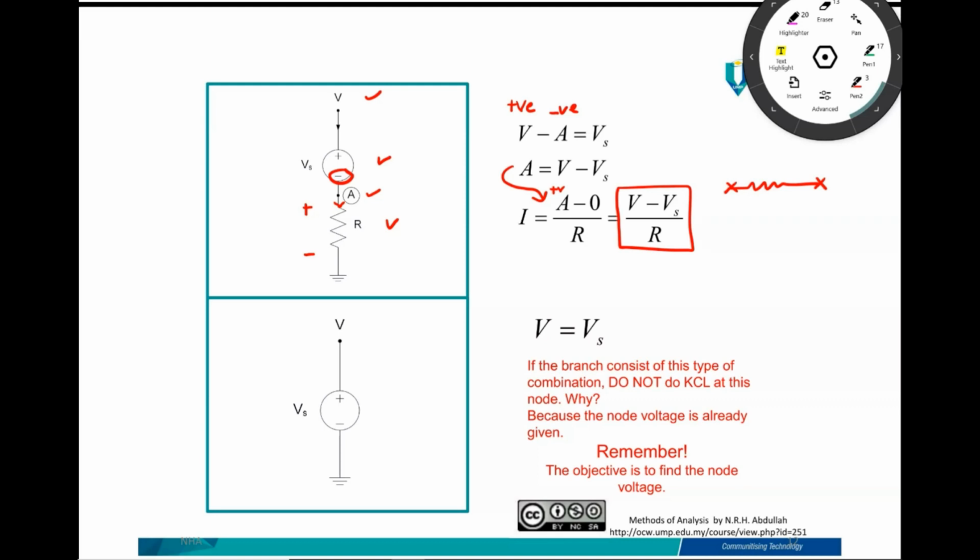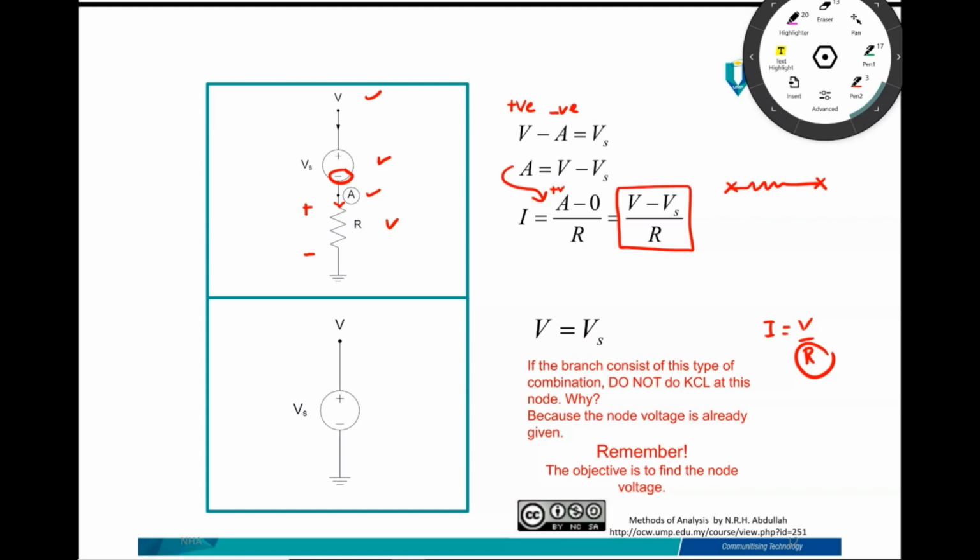Then for the final figure, if the branch only consists of a source and does not consist of a resistor, you cannot use Ohm's law in order to find the I. Ohm's law is V over R, but there is no R in the circuit, so you cannot use Ohm's law to find the I. So this one is a gift actually. Yeah, this is tricky.